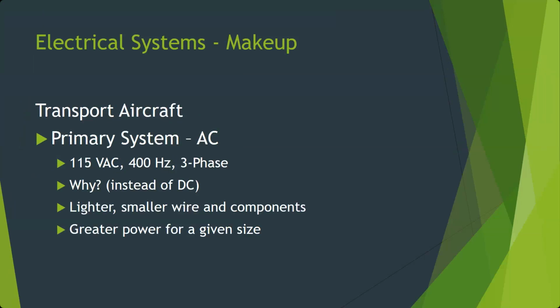At the end of the day, the big thing we're trying to do in an airplane is we want it to be safe, number one, and two is we need it to be lightweight. Right? Weight equals efficiency equals fuel. And so AC systems, because they're more efficient at moving power, are able to make the components smaller for a more powerful system, and thus it's going to save weight and make the airplane more efficient.